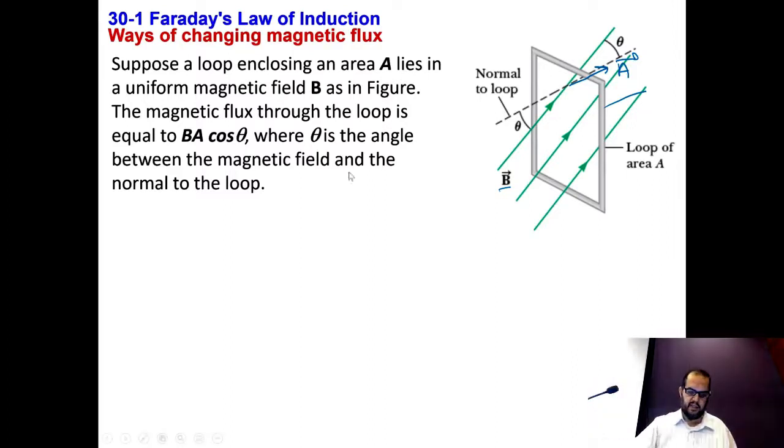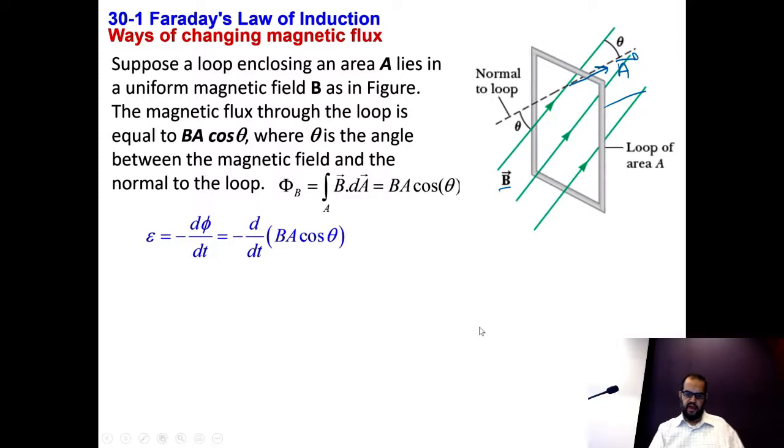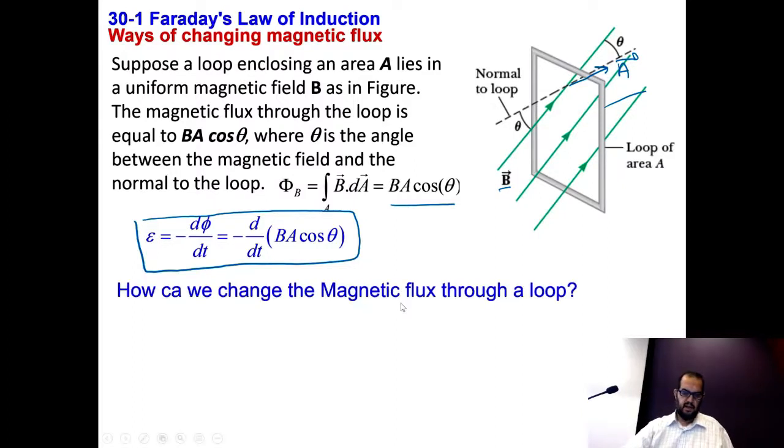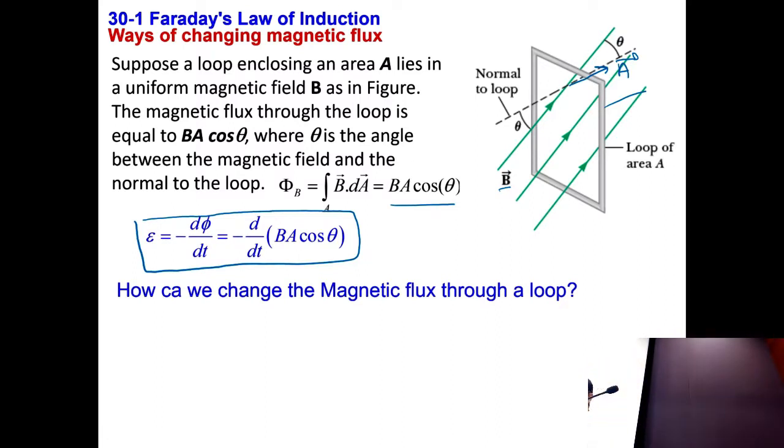We have this equation. So the flux is, in this case, BA cosine theta. The induced EMF is given by Faraday's law. It's minus the derivative of the flux with respect to time, which is minus the derivative of BA cosine theta. The N is missing. The question is, how can we change the magnetic flux through this loop? What can we do?